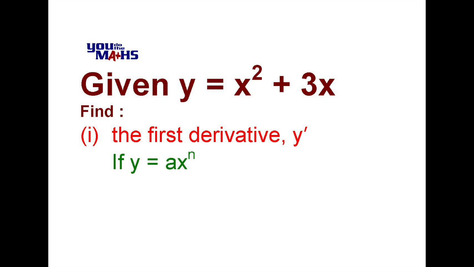Once we've got each term in the form of a multiplied by x to the n, the process to differentiate is quite simple. We take the power or the index, in this case n, out the front and multiply it by the coefficient, in this case a. So we get a multiplied by n. We then reduce the power by 1, so the index n becomes n minus 1.